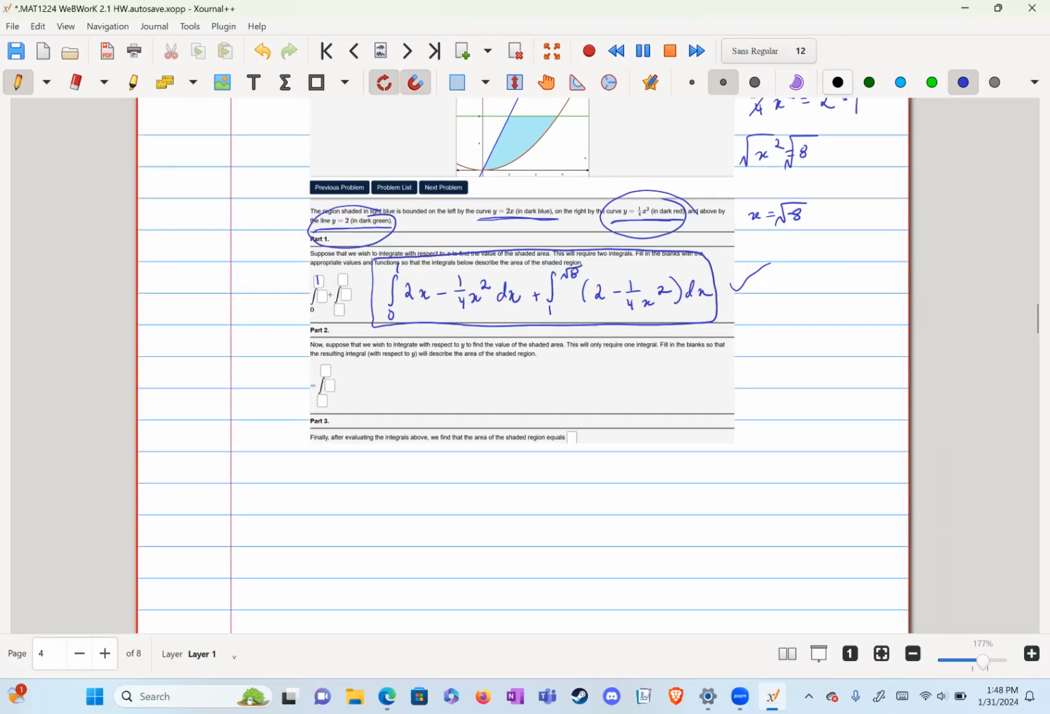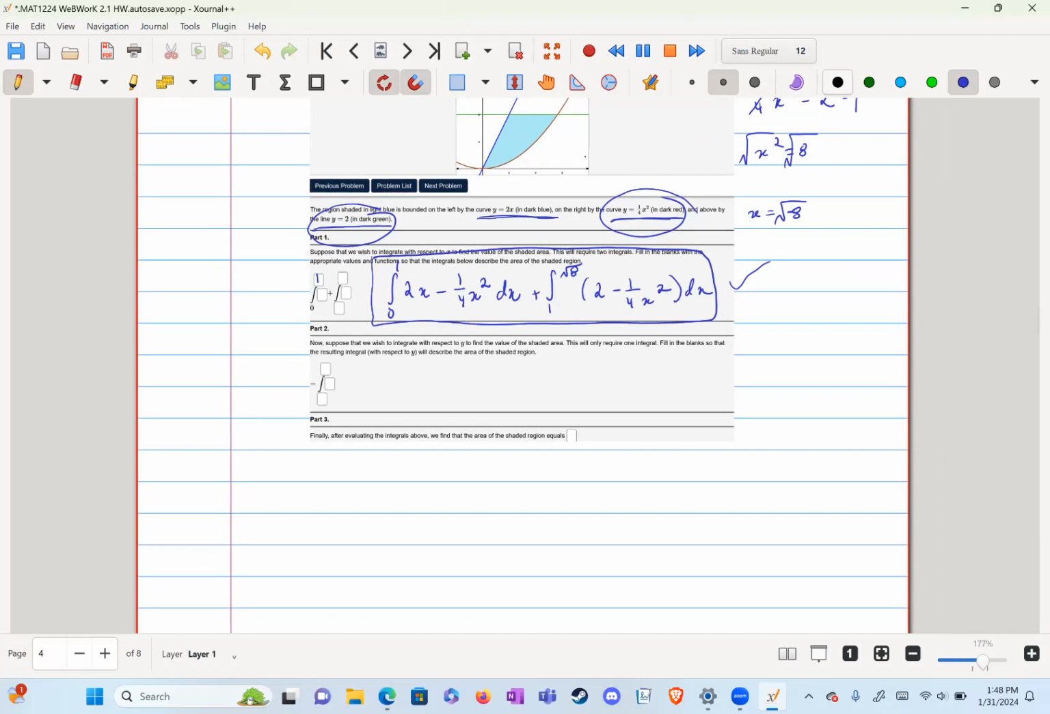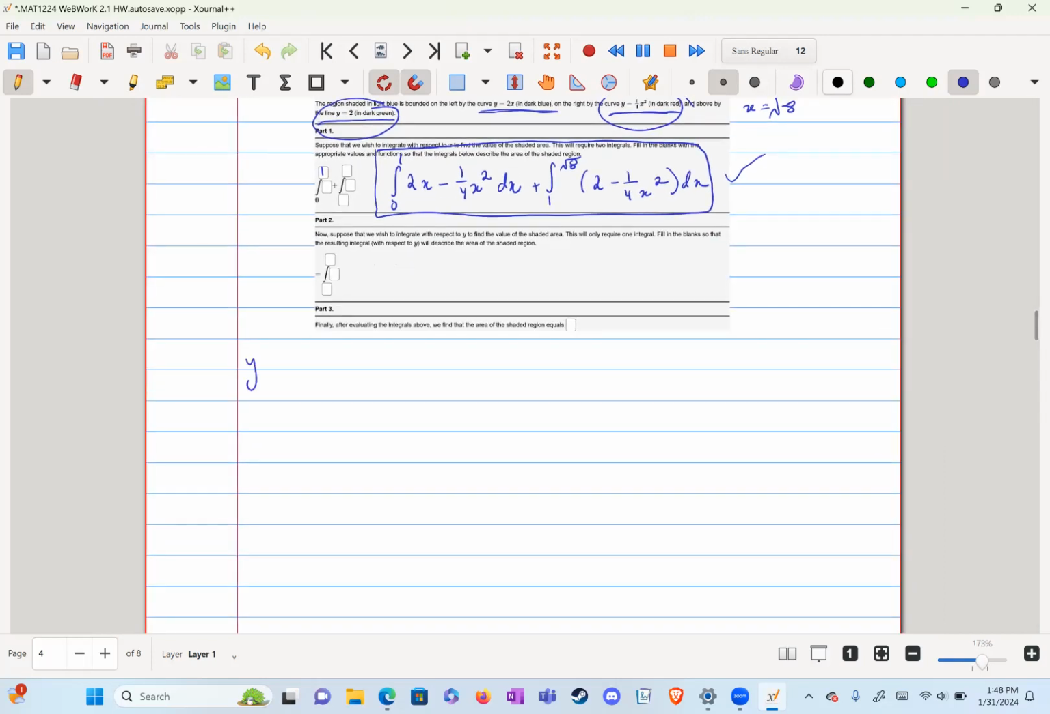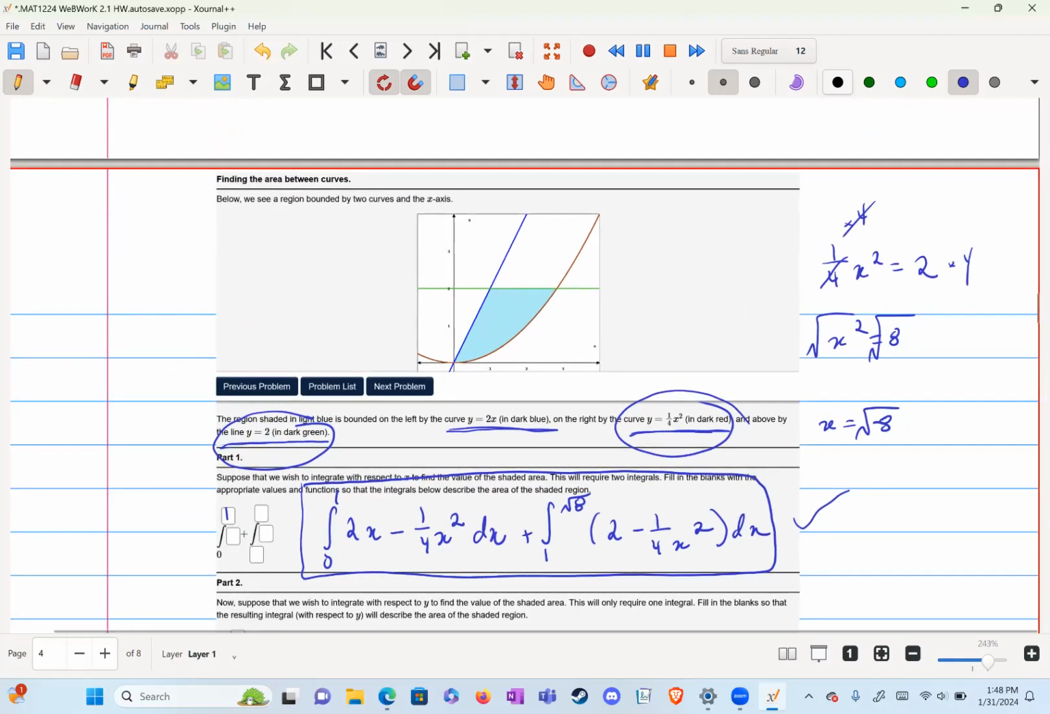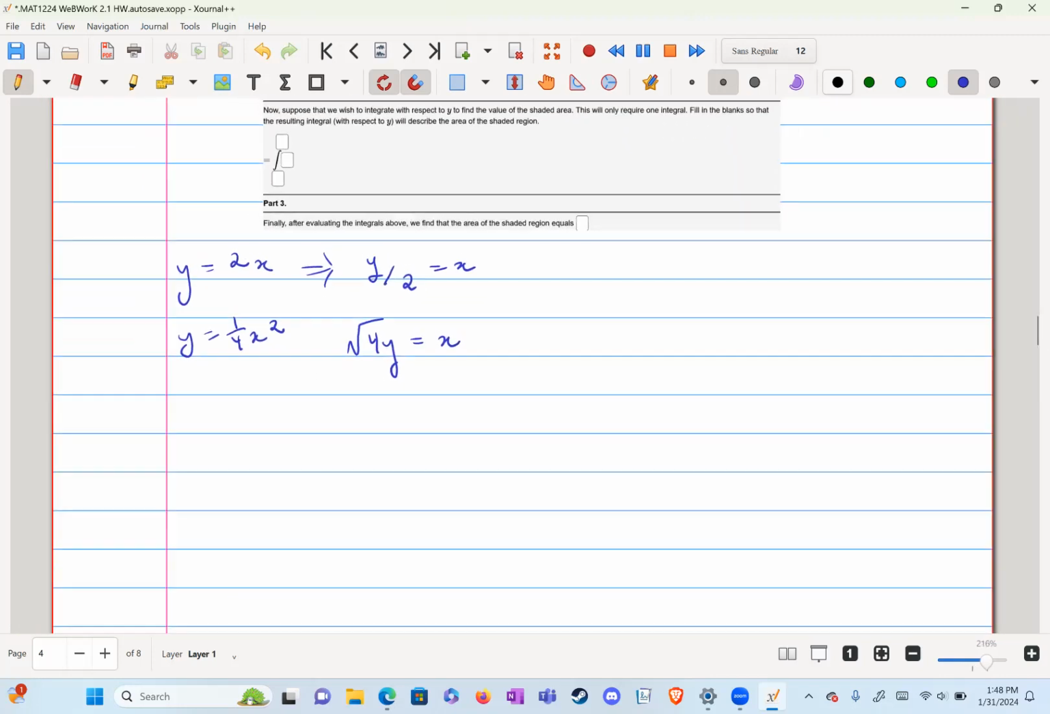So let's see. We just have y equals 2x. y equals 1/4 x squared. That's just going to give us y over 2 equals x. And then this is going to give us square root of 4y equals x. Okay. And then from there, we can see in the graph, y is from 0 to 2. So we have everything we need.